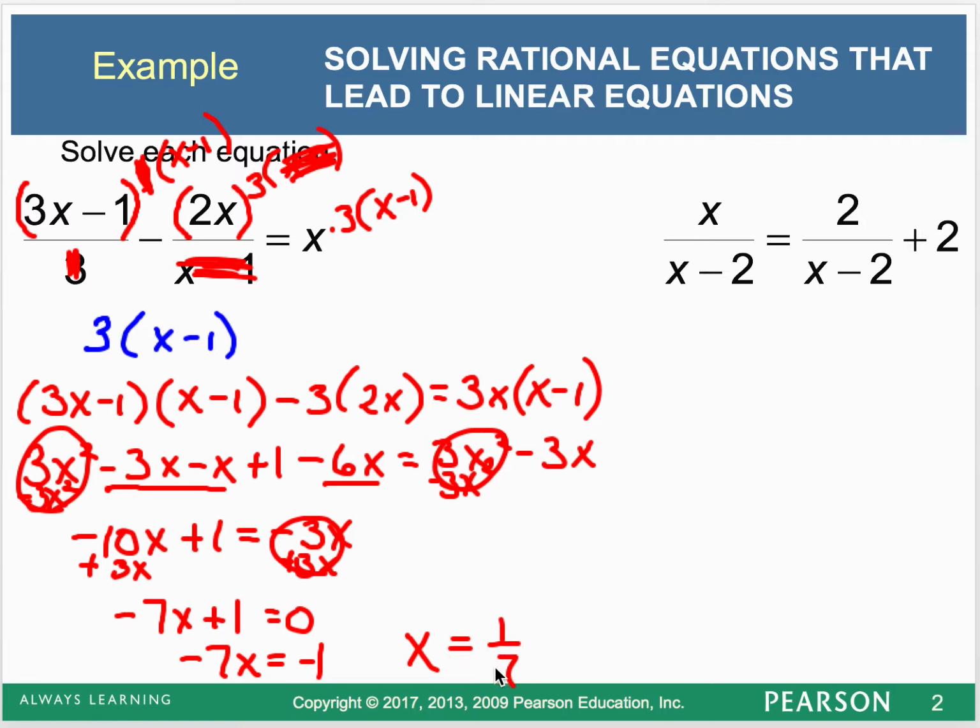Now, the only difference in this and a regular problem with fractions in it is I now have to check and make sure it doesn't make a denominator 0 before I box my answer. So that's a number, so it can't be 0. 1/7 minus 1, I don't really care what it is as long as it's not 0. And 1/7 minus 1 is not 0. So I have a valid answer.